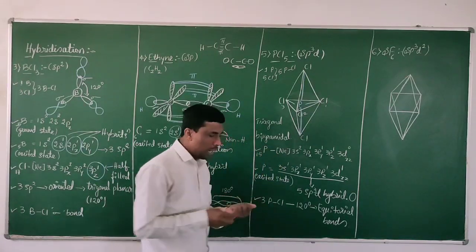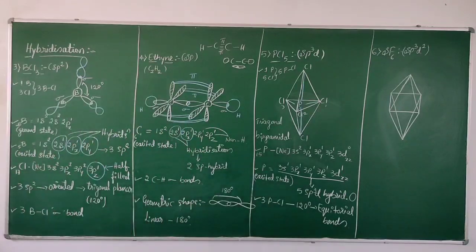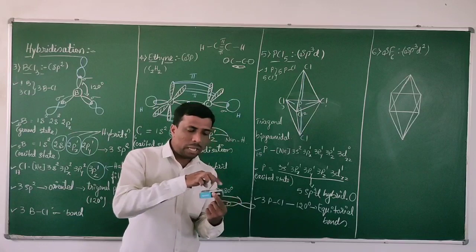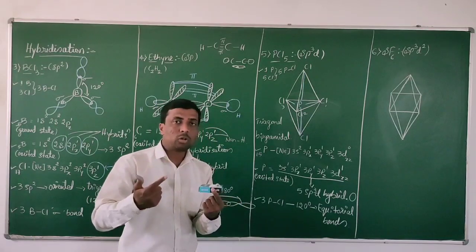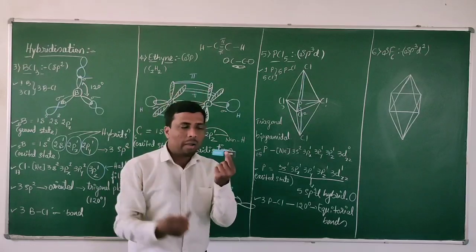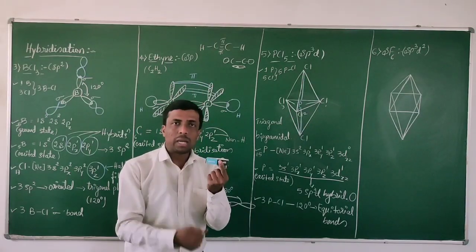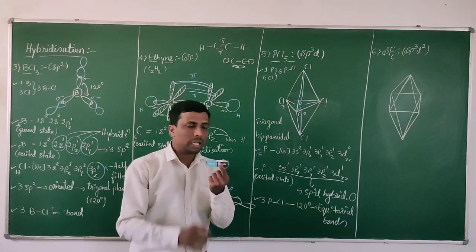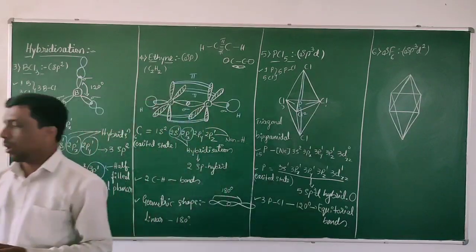Remaining two bonds. As I said, there is a triangle here. In triangle 1, 2, 3, the bond angle is 120 degrees. What about the remaining two bonds? One bond is here, another bond is here. It means the above and below chlorine atoms make 90 degrees with the equatorial bonds.